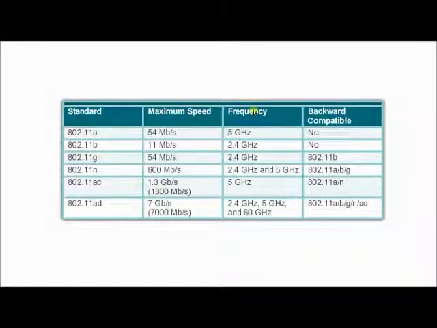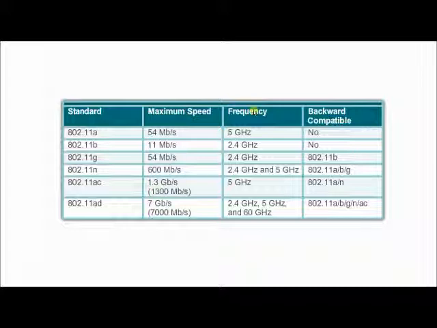Here we have the different evolutions of the .11 standard, and as we can see, it has different ranges of maximum speed, frequency, and backward compatibility. The Type A has a maximum speed of 54 megabits per second, a frequency of 5 gigahertz, and is not backward compatible. This is the first one of the standards.